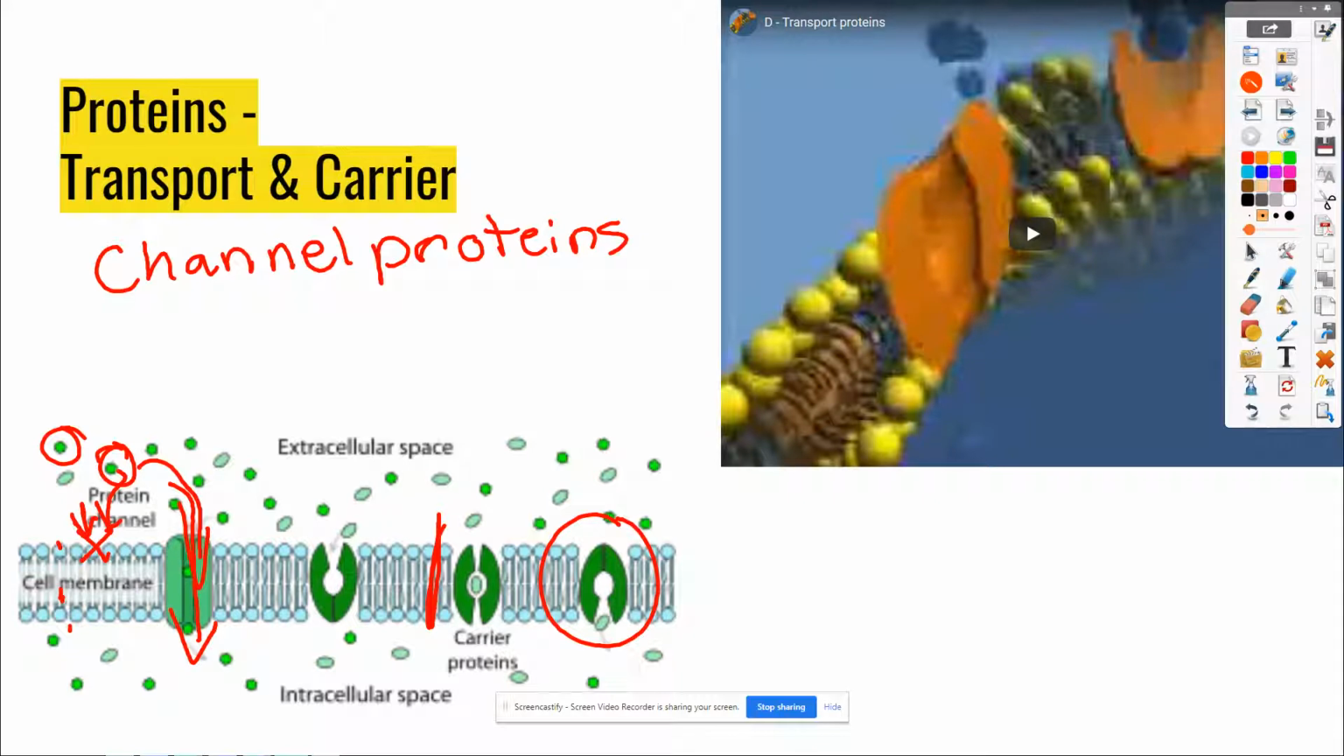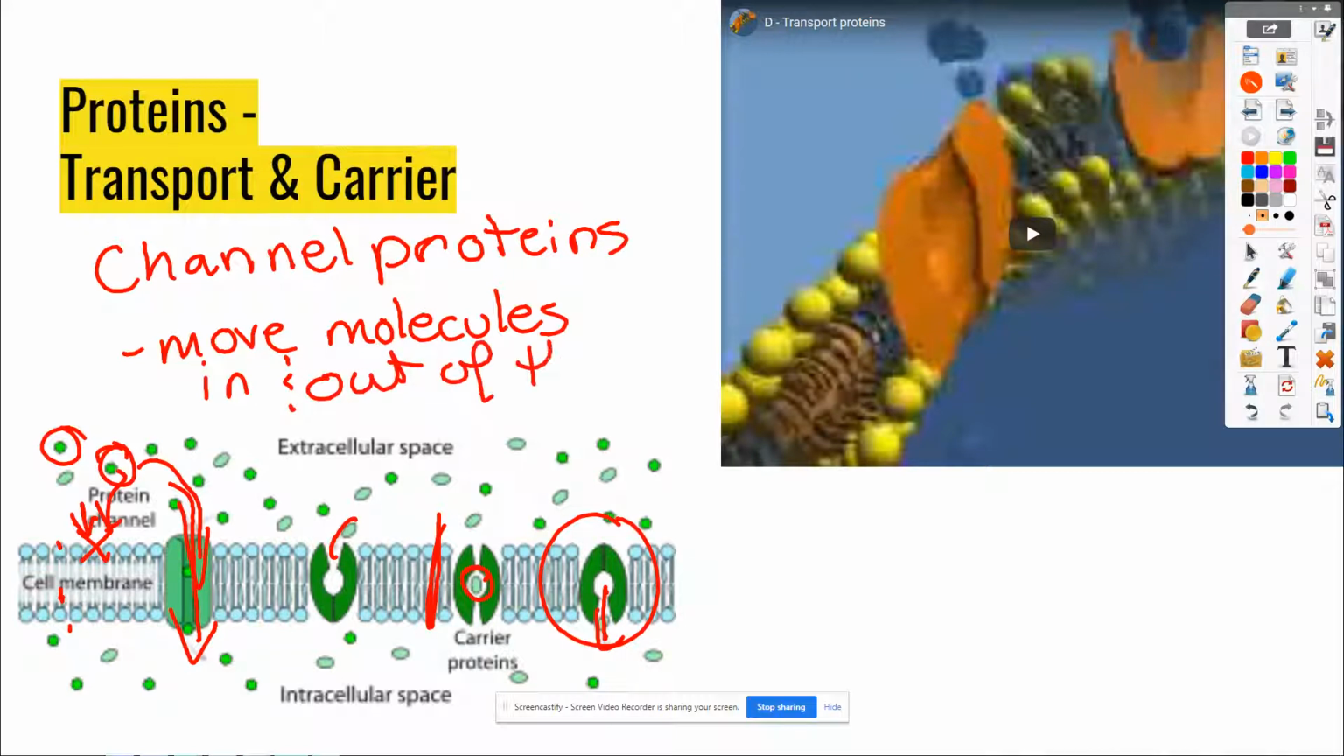We also have what are called carrier proteins, where the molecule will enter. It'll go in the middle, and then the protein will change shape, allowing this molecule to go out. That is a carrier protein. But what is their function? To move molecules in and out of the cell.